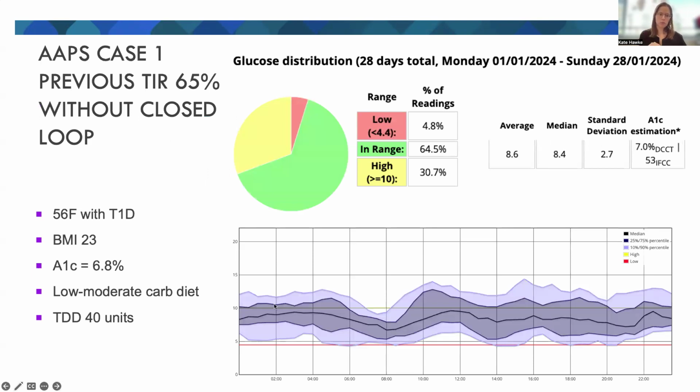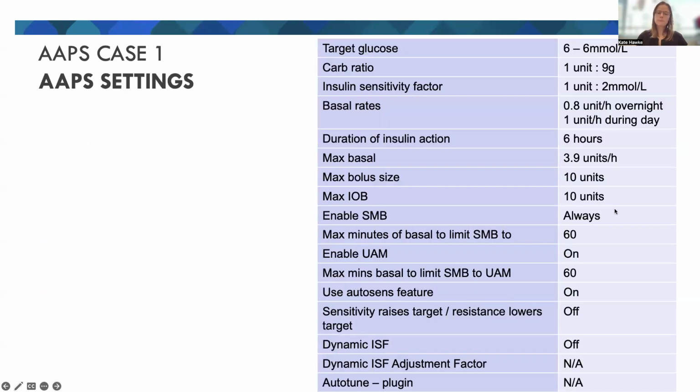So case 1, this is a woman with type 1 with a baseline A1C of 6.8%, on a relatively low to moderate carb diet, total daily dose 40 units. Her time in range for the month prior to starting on aAPS was about 64%. She had quite a lot of lows, nearly 5% lows, though that is using a threshold that she had set of 4.4 millimole per liter.